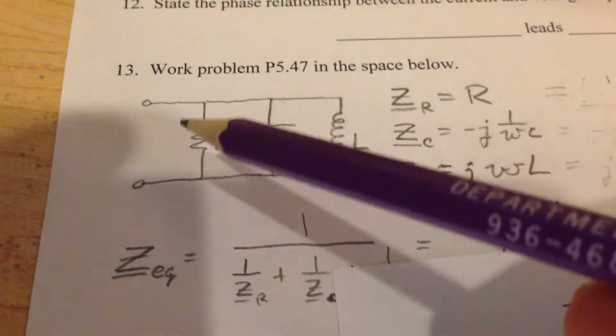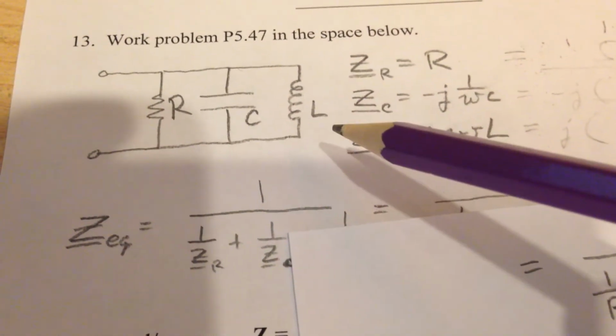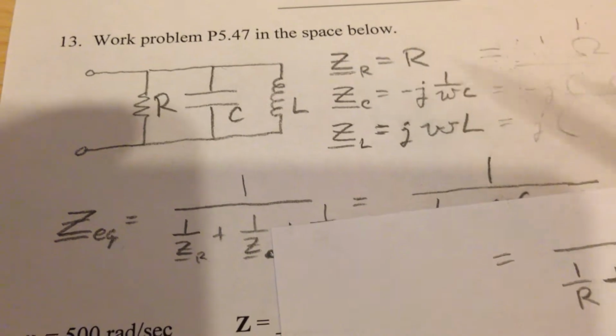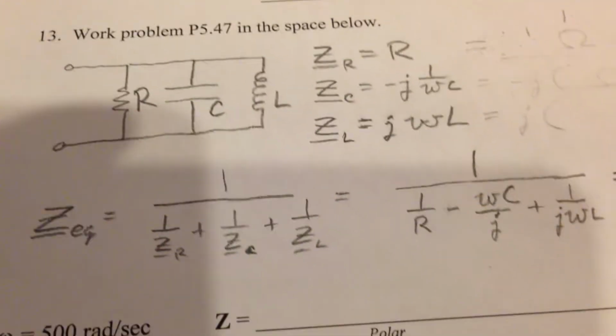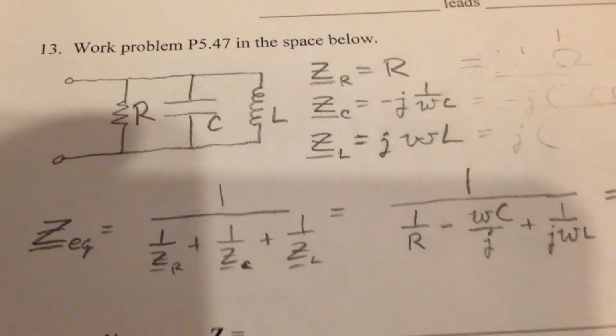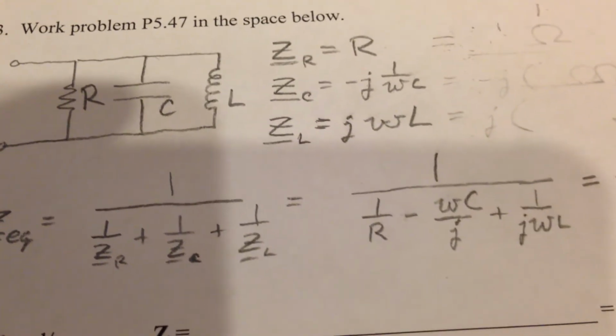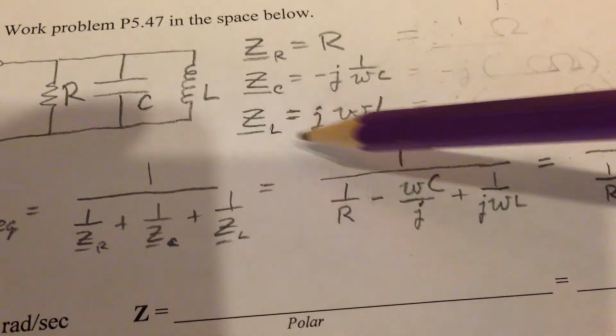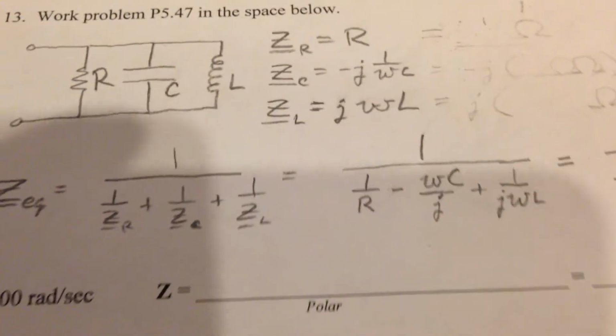This is problem number 13 on homework 5, and it has a resistor, capacitor, inductor in parallel. And here are the impedances of those components. The impedance of a resistor is R, the impedance of a capacitor is minus j 1 over omega C, and the impedance of an inductor is j omega L.